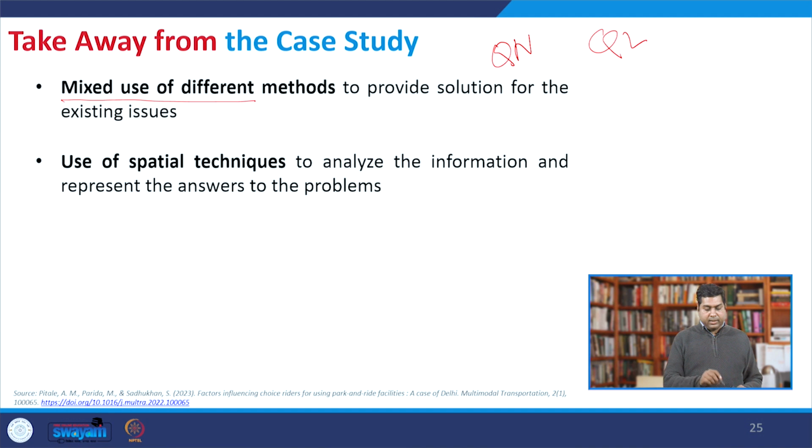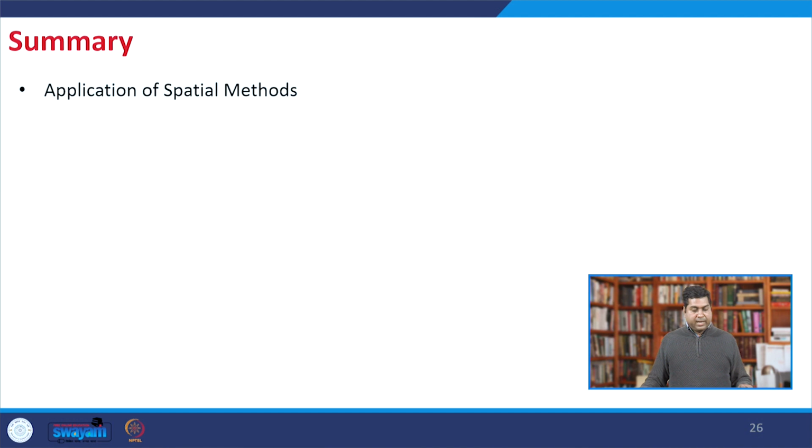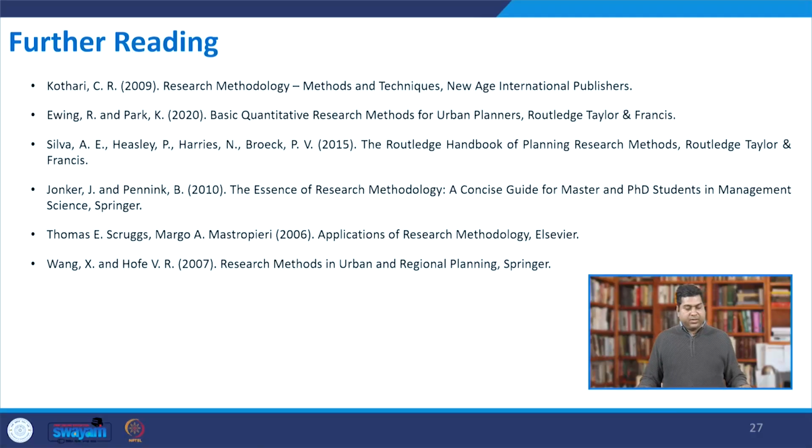This is also a successful demonstration of the use of spatial techniques to analyze information and represent answers to the problems: where to locate, which are the locations that we should give priority. So with that I end here. I have already summarized the case where we have used the spatial method GIS-MCDM, with some GIS mapping along with the AHP, and the combination. These are some further reading.